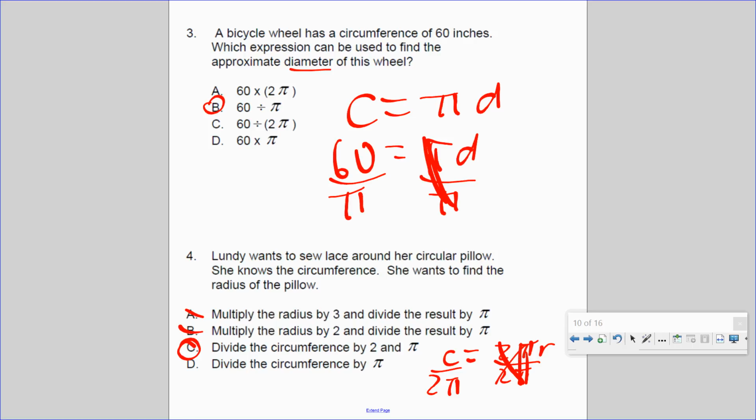So what we just did is, if you're given a circumference and you need to find the diameter or radius, you just substitute the circumference with the actual number, and then you divide by pi to find the diameter, or by 2 pi to find the radius.